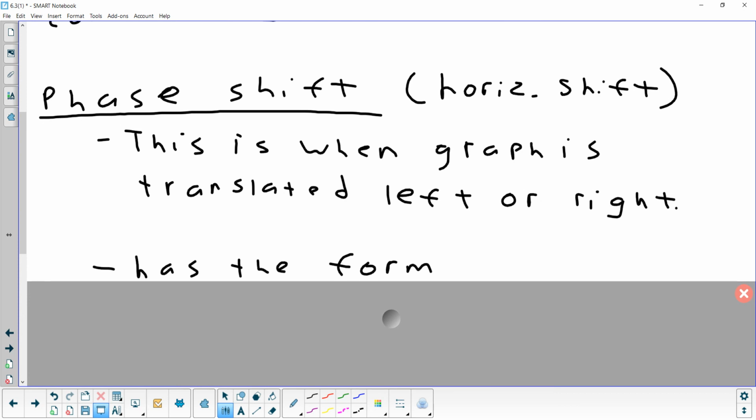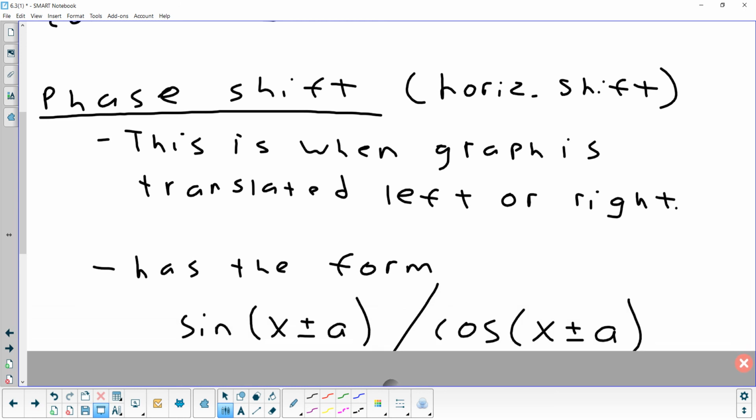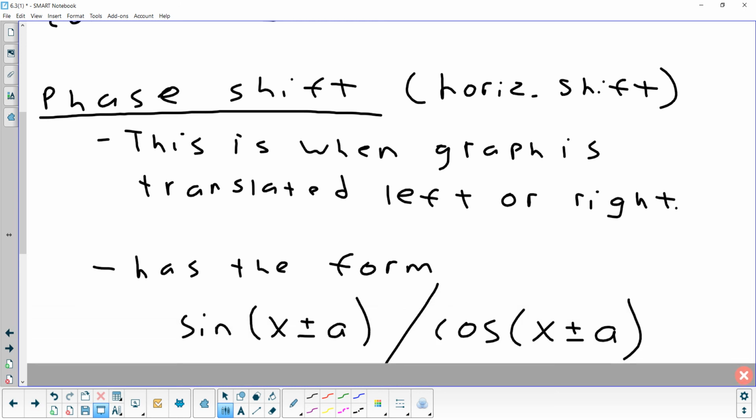And the first thing I'm always going to show you when we learn a transformation is how do you identify it? This is how you identify it. It's when you have an equation and you've done either addition or subtraction inside the argument, inside the parentheses. Adding or subtracting inside the parentheses is a horizontal shift.